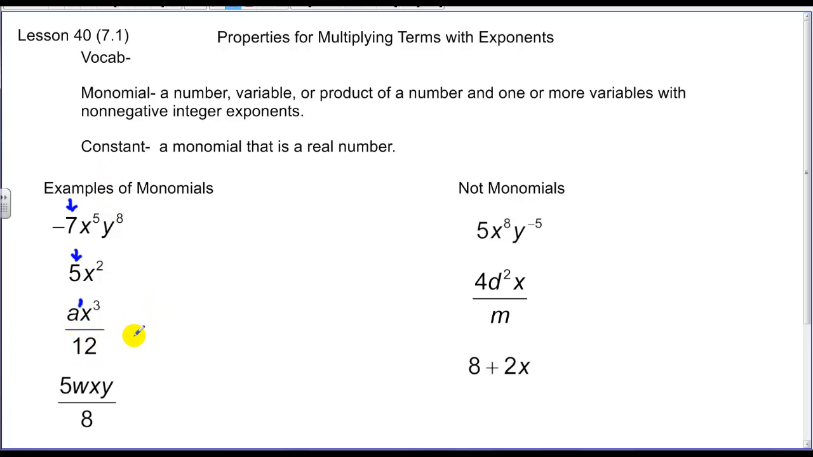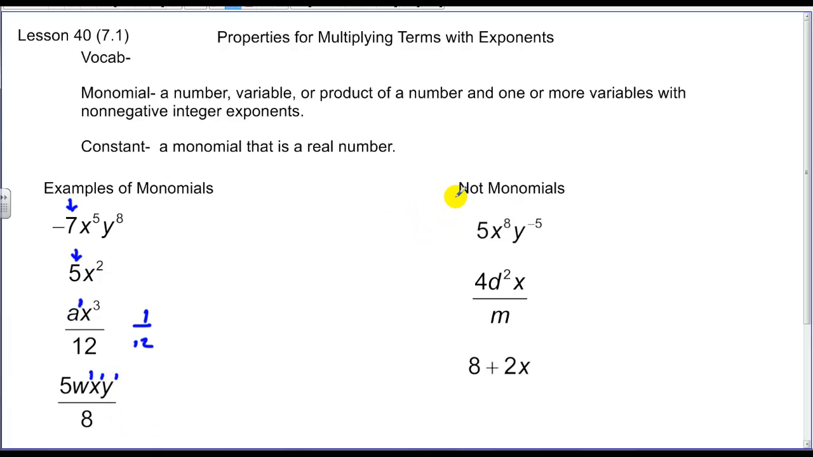Notice that in this case, the coefficient in front of this term is a 1/12. We have 5/8 here, all variables of positive exponents in this case.